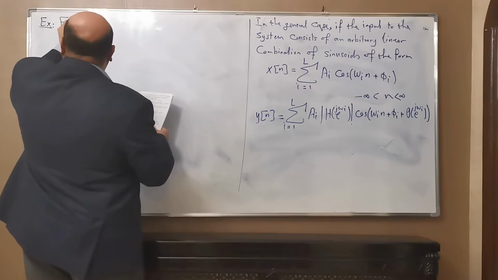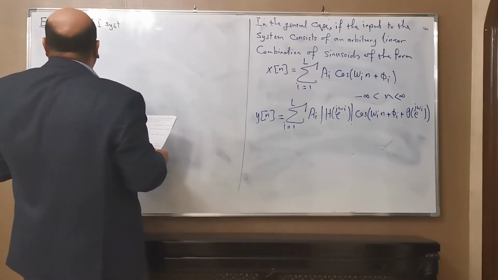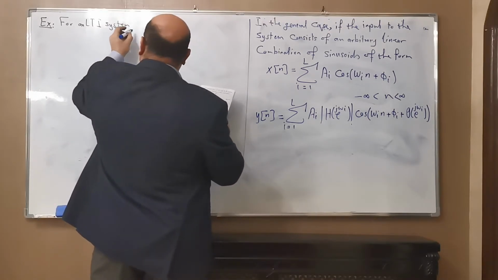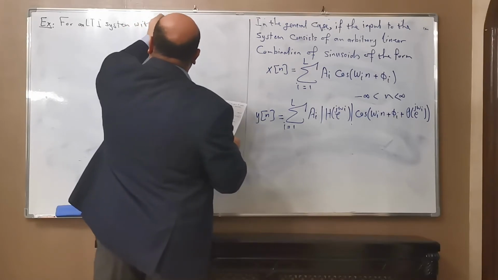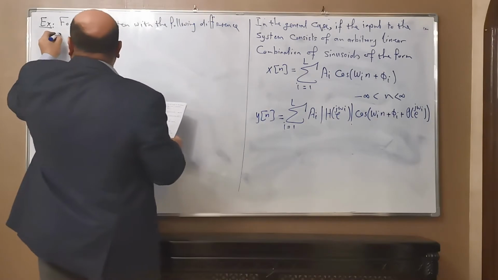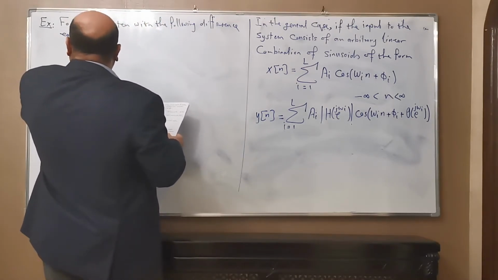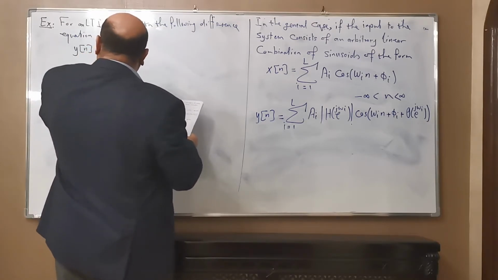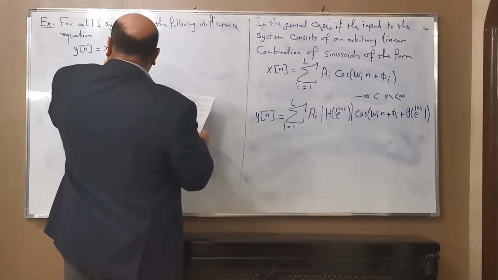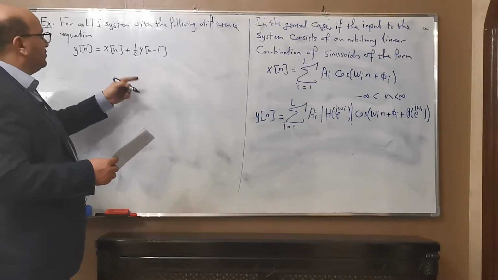For an LTI system with the following difference equation: y of n equals x of n plus 1/2 y of n minus 1. Okay, y of n is equal to x of n plus y of n minus 1.